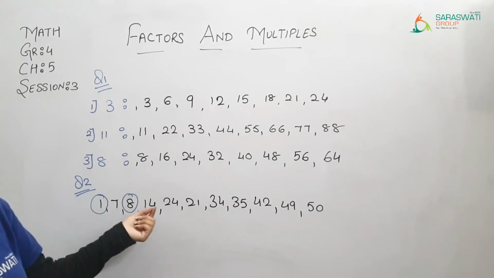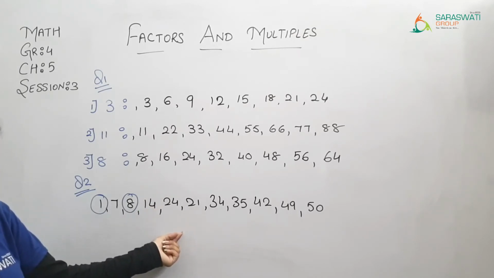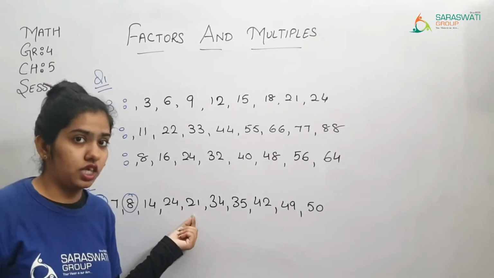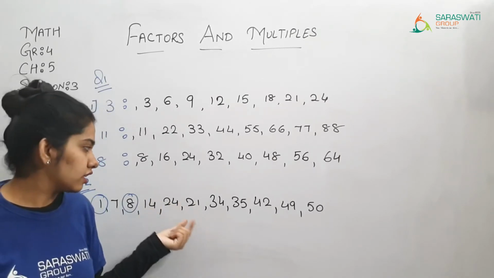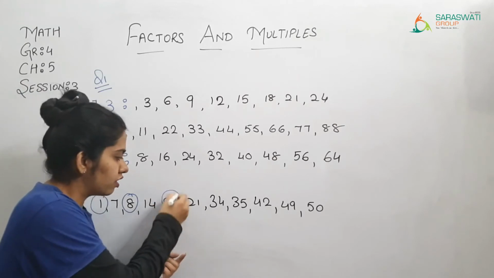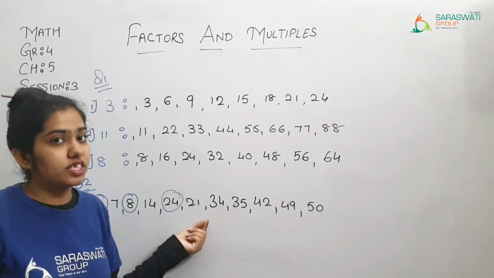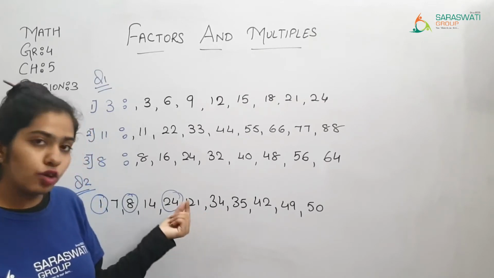7 3s are 21. 7 4s are 28. So 24 તો આવશે નહીં. So 24 is also not a factor. Then 7 5s are 35. So 34 પણ નો આવે.